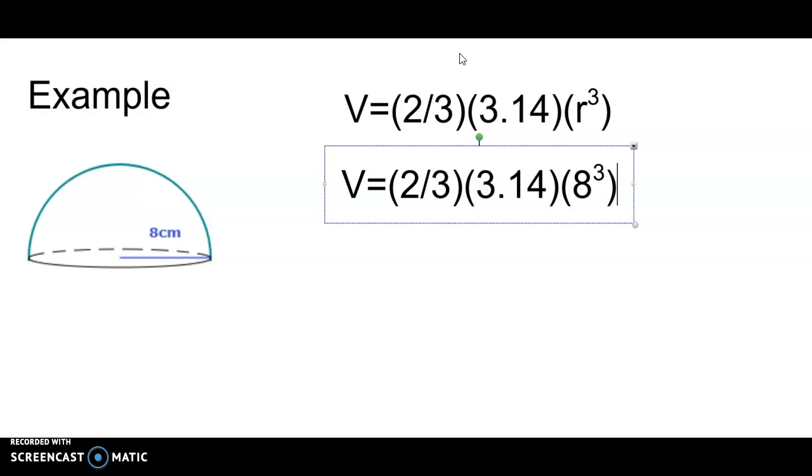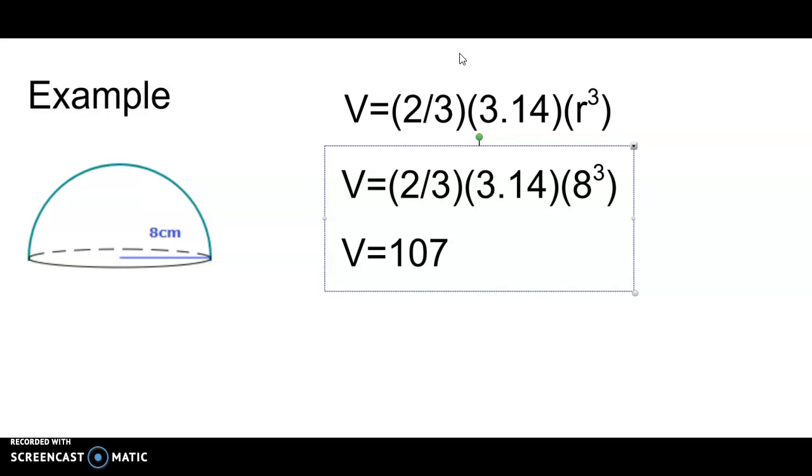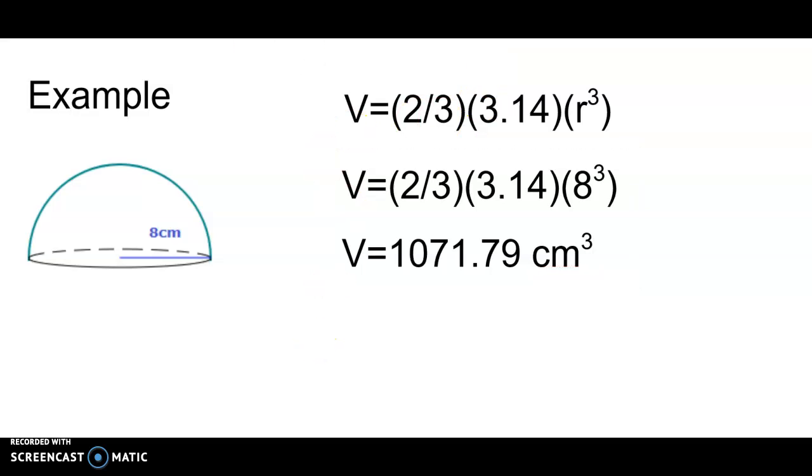So I'm going to do 2/3 times 3.14 times 8 cubed, and we get 1,071.79 centimeters cubed. I am just rounding it to the 100th place. Most questions that you will be asked will tell you how they want you to round it, okay? That is it on how to find the volume of a sphere and a hemisphere.